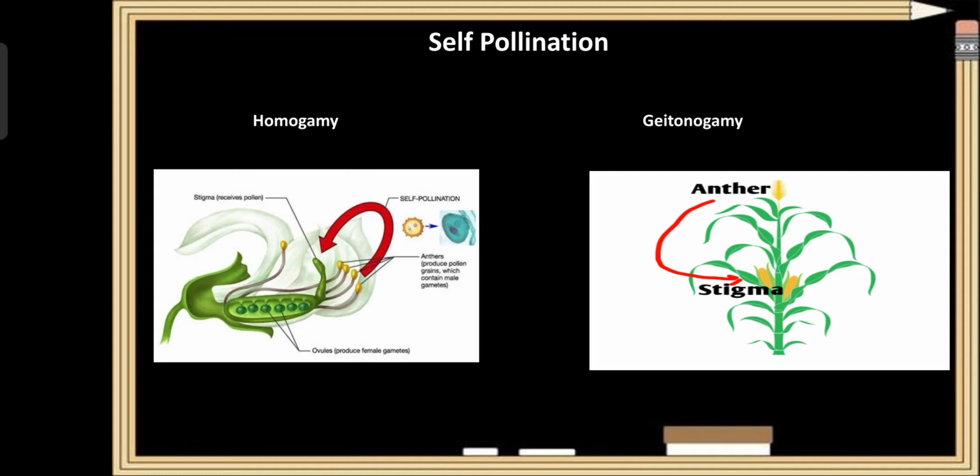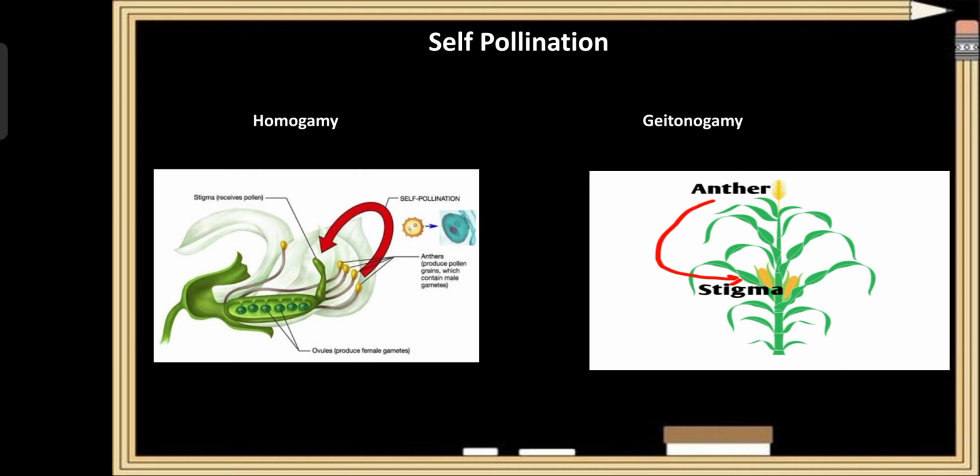So what is homogamy? In bisexual flowers, the pollen is deposited on the stigma of the same flower. This is what we call homogamy. Then what is heterogamy? Here the transfer of the pollen grain of one flower to the stigma of another flower on the same plant is called heterogamy.